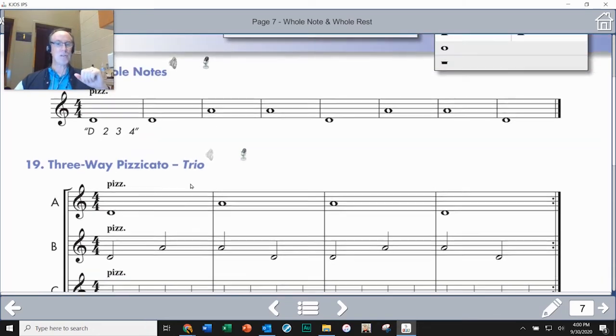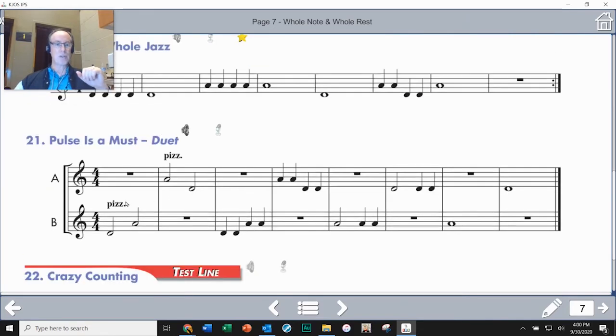So three-part songs are trios, two-part songs are duets, and if you want to get really fancy, what's a four-part song? You ever hear what a four-part song is? Did you say quartet? Quartet. And we're actually going to be doing a quartet later in the book. All right, let's try line 21, song 21. Pulse is a must, and we're going to really need to count on this one.